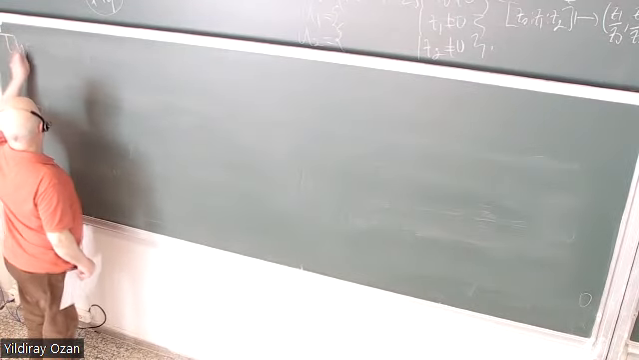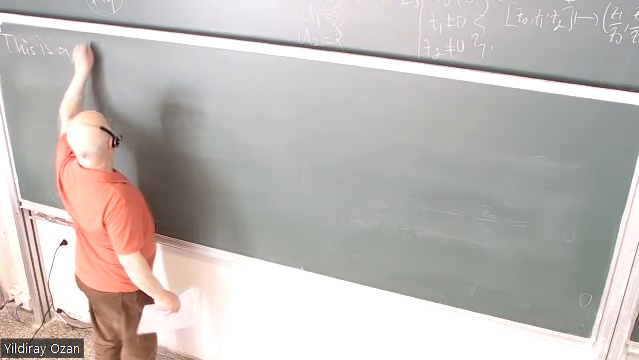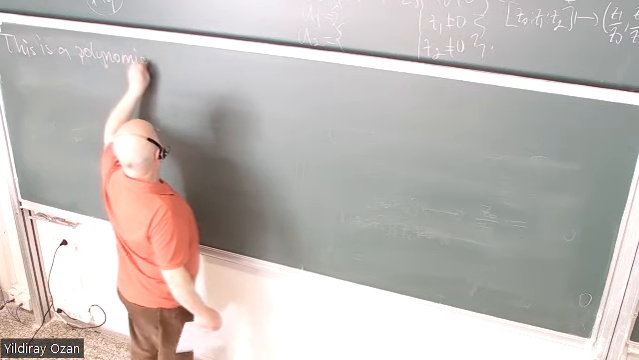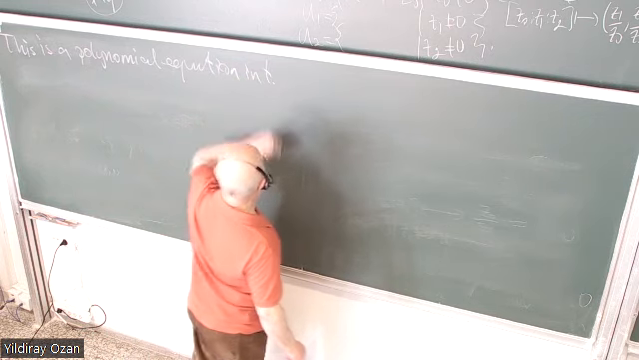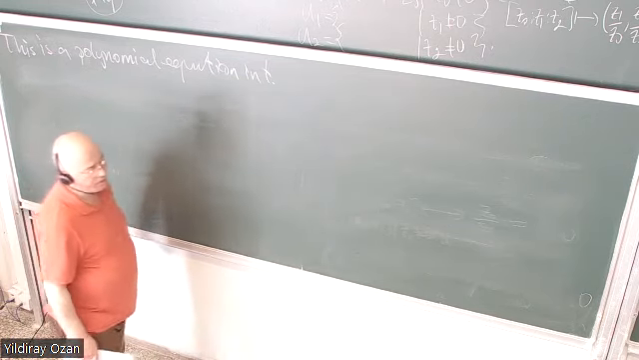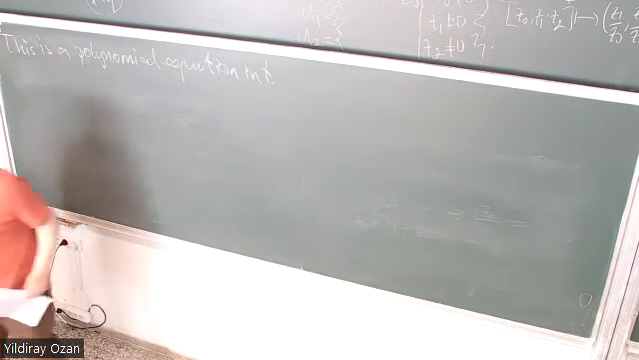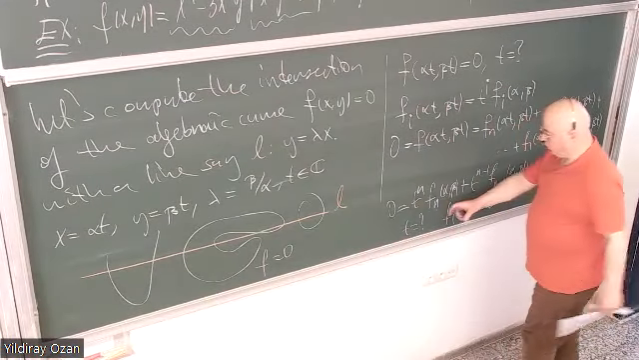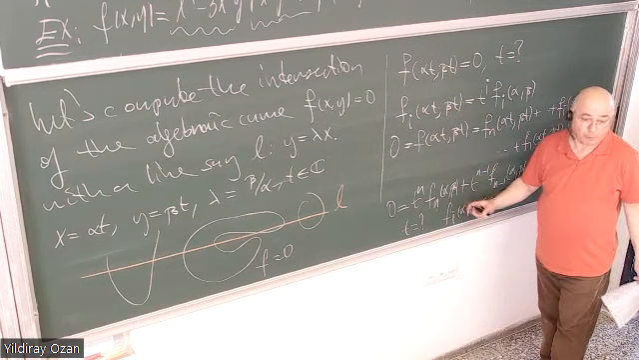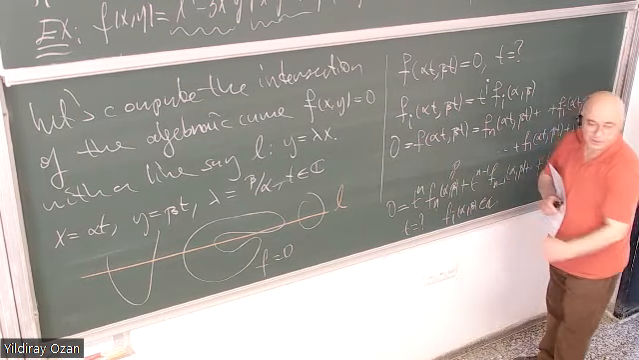This is a polynomial equation in t. Now, we have 2 cases. What is the degree of this polynomial? You see, this is a little bit misleading. It seems like this is a degree n polynomial, but maybe this coefficient is 0. Then it's not degree n, it is degree n minus 1. So we have to be careful.